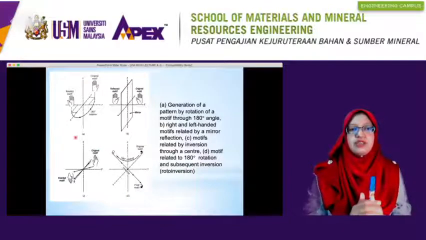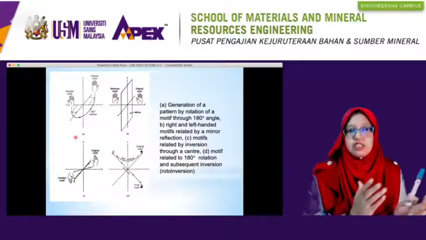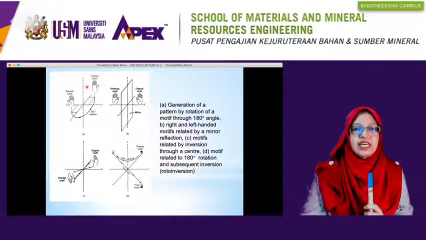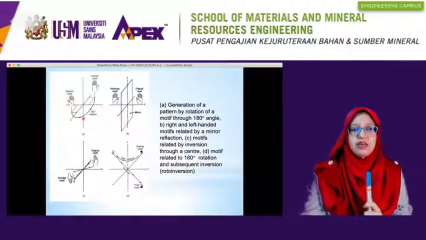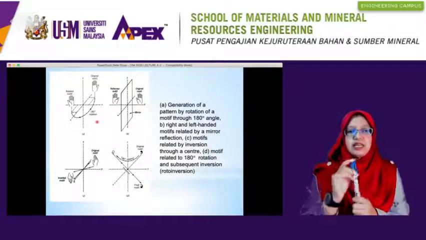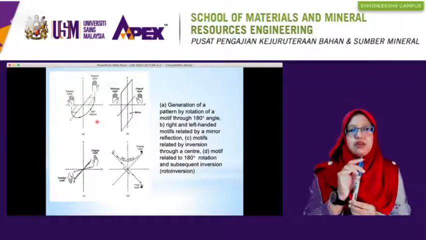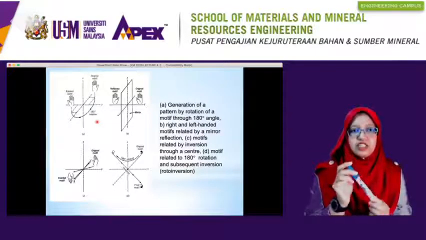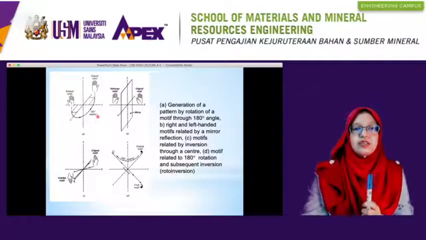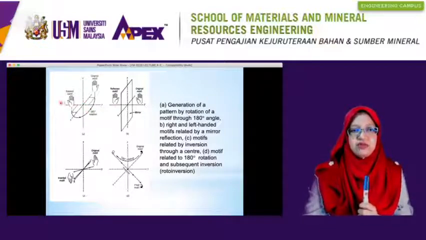This figure shows the illustrations of the 4 symmetry elements. So in figure A, we have rotation, which is generated by rotating the original motif on the axis at 180 degrees. Before you can draw the symmetry elements, you must have the axis. This is really important. So we have X here, Y, and Z. Then you have to know where your original motif is.